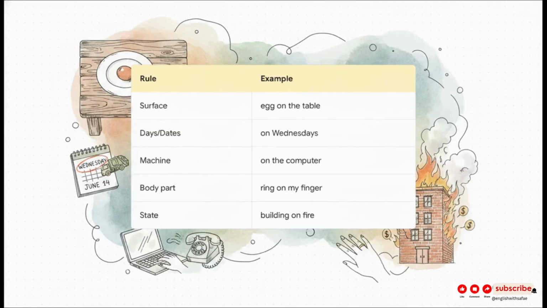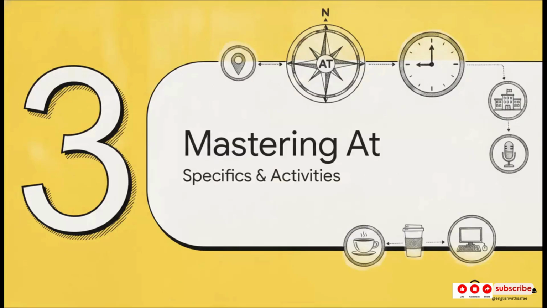Think about how these play out in real life. You might put an egg on the kitchen table, or remember that the trash comes on Wednesdays. Maybe you were even born on the 14th of June. It applies to machines, like working on the computer, or body parts, like a ring on your finger. And it even applies to states of being, like everything in the store being on sale, or a building on fire.